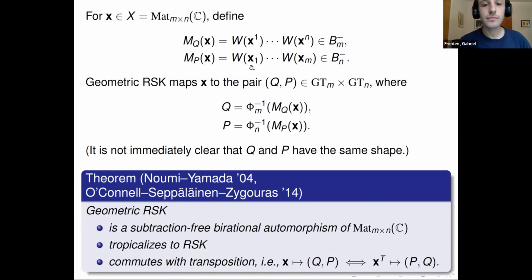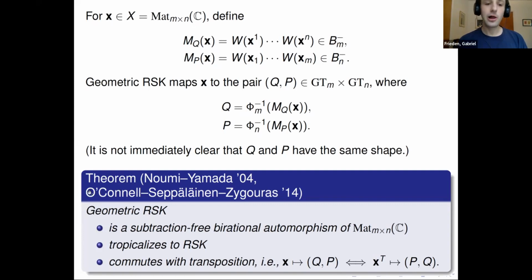And then it turns out that the Q pattern here is sort of recording the shapes after each additional row has been added. And so Noumi and Yamada came up with this definition and proved that it works and has all the right properties. It tropicalizes to RSK, it commutes with transposition. So in this formulation, it's clear that it commutes with transposition, but their original formulation was more like the row insertion description I gave of RSK.